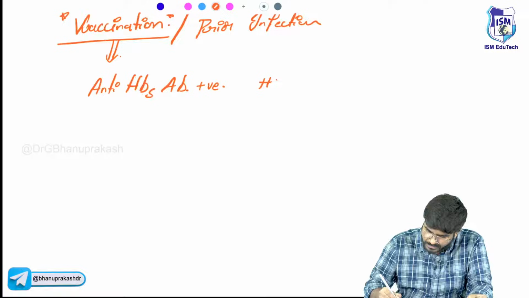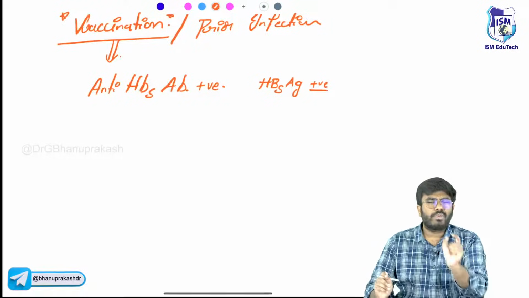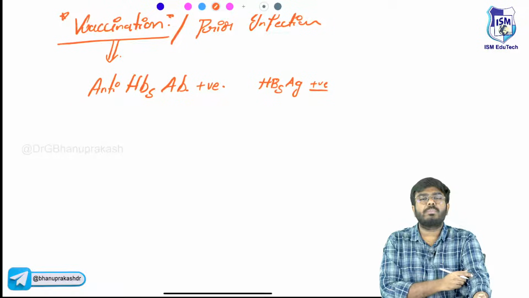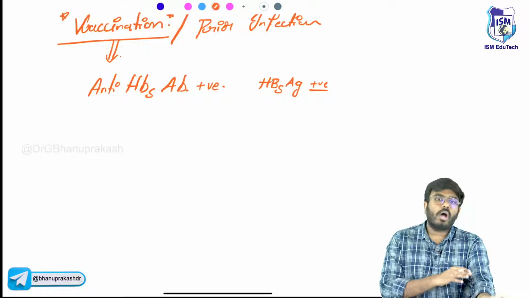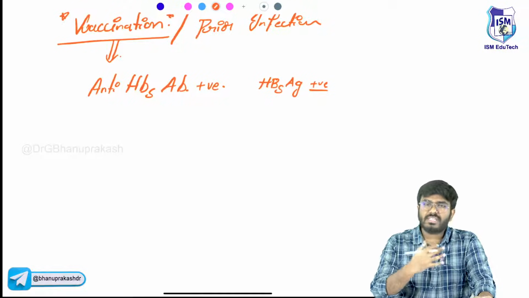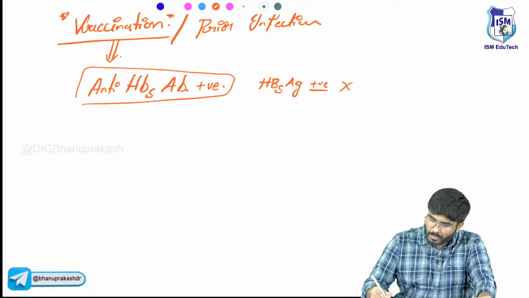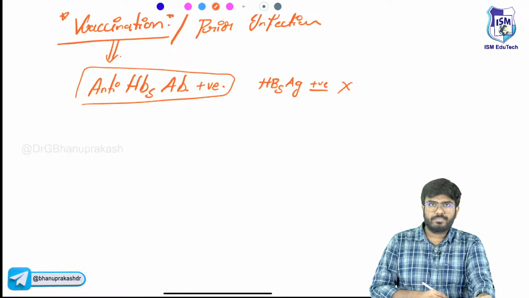Hepatitis B surface antigen, is it going to be positive? No. We have given a little hepatitis B surface antigen when the patient is a child. So against that antigen, the patient has produced antibodies, and the antibodies are going to be there in the blood. There is no hepatitis B surface antigen positivity seen.